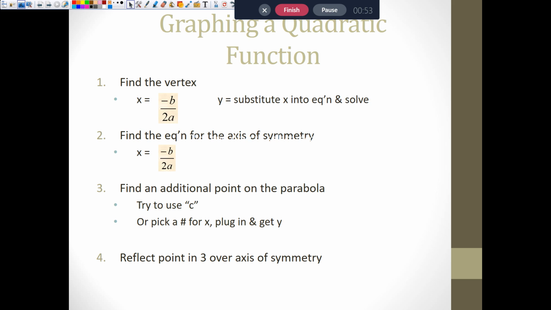Find an additional point on the parabola. Try to use c, the y-intercept. If you cannot use c, then pick a number for x, plug it in, and get y. Reflect the point over the axis of symmetry.